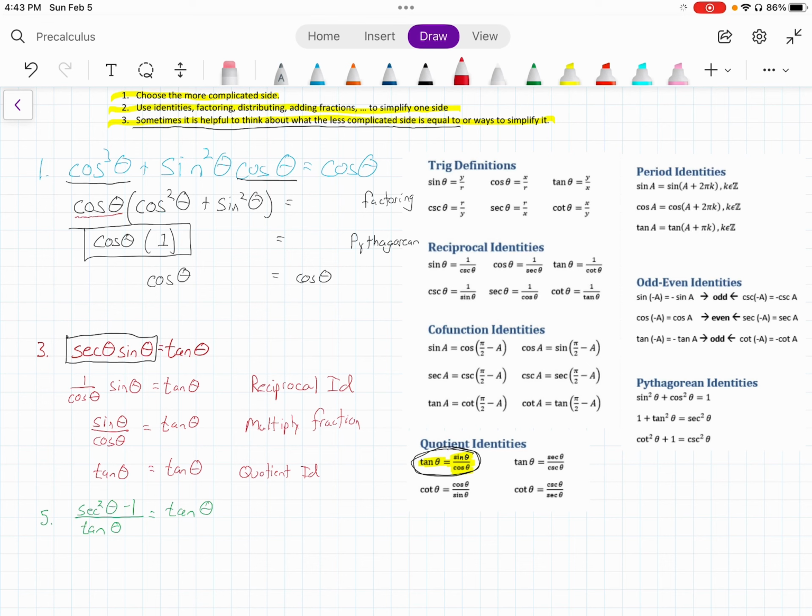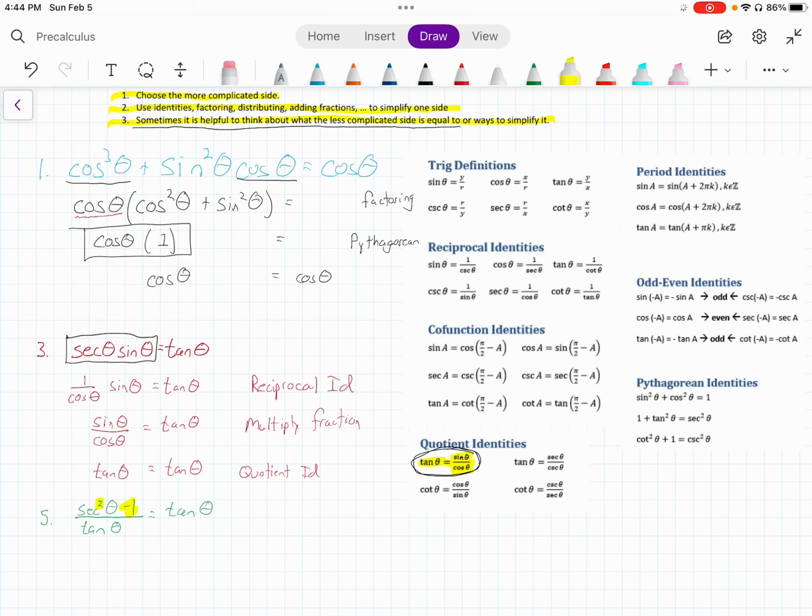All right, the last one we can squeeze in here: secant squared minus 1 over tangent theta is equal to tangent theta. Well, once again, I would definitely say the left side is the more complicated side. I'm noticing over here that we have a secant squared. So as mentioned before, if you have a squared, you might want to consider the Pythagorean identities. Especially if there's a 1 involved, a squared and a 1.